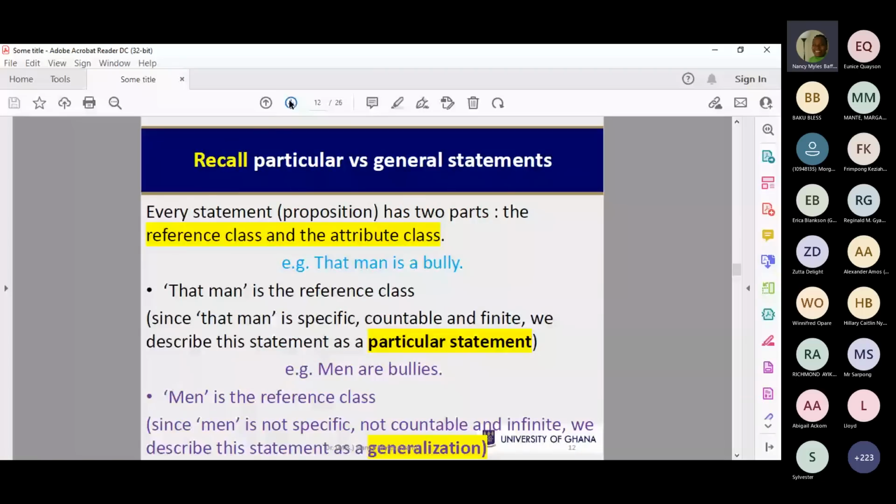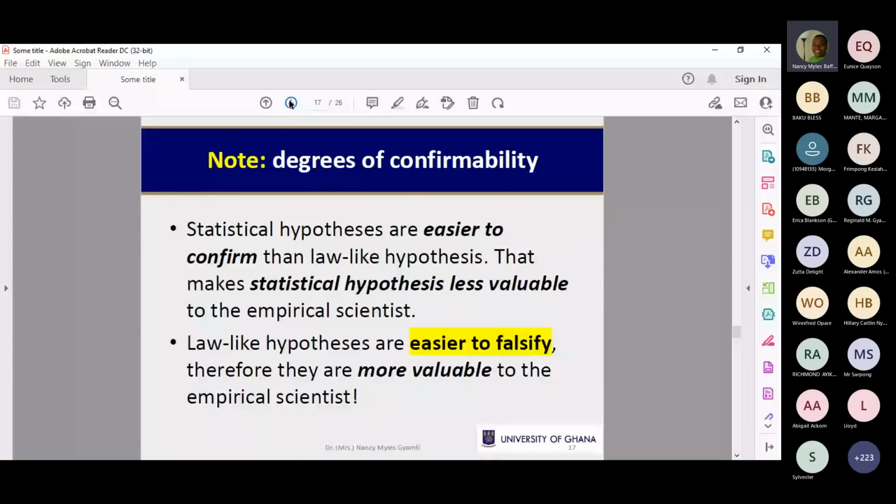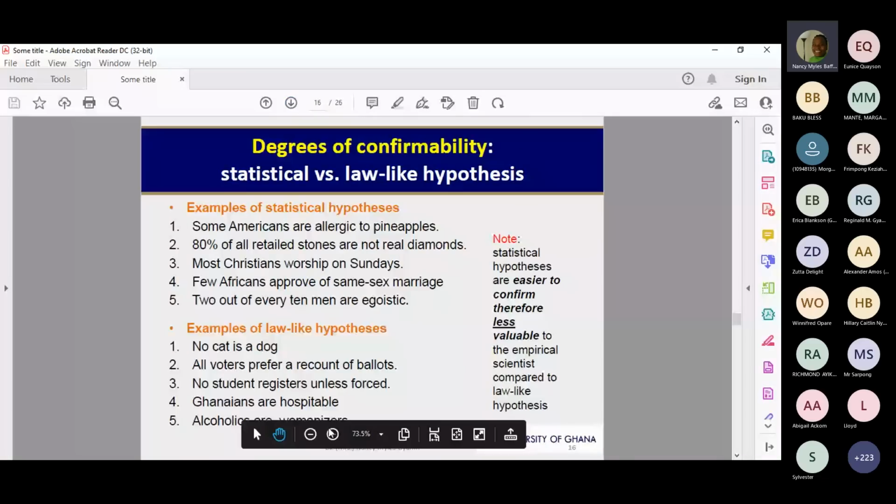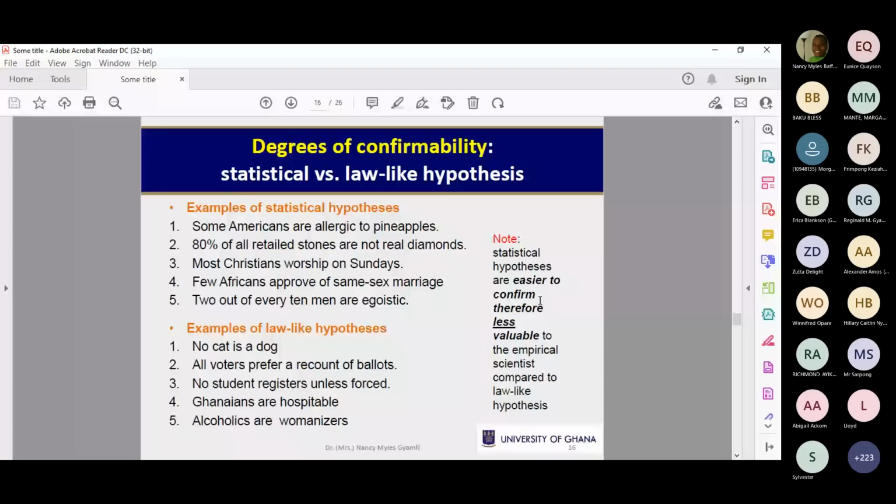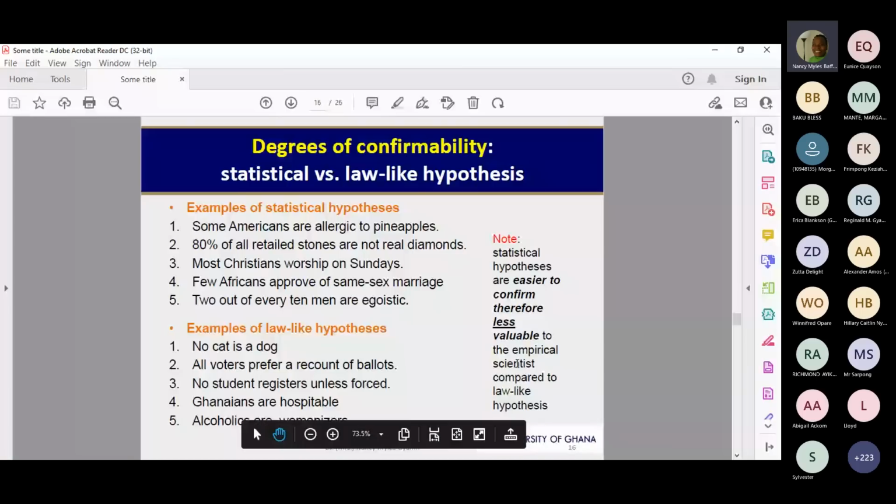So, let's continue. You're mopping up. You have some few slides to go. So the point then is statistical hypotheses are easier to confirm. Therefore, we thought then if we can easily make that one true, then it should be valuable to the scientists. No. Amazingly not. We say, therefore, that one rather, which you can easily make true, I'm talking about statistical hypothesis, that one is less valuable to the empirical scientist if you were comparing it with what? The law-like hypothesis, universal one.